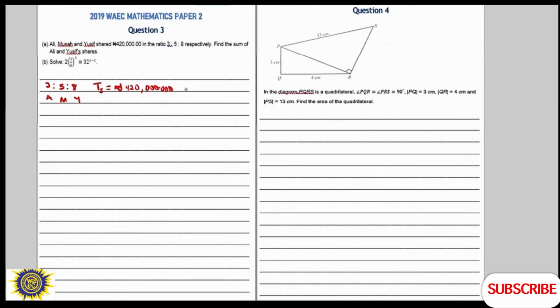So now we have to calculate the sum of Ali's share and Yusuf's share. Now how do you go about it? You first of all add up the ratio. The total ratio will be equal to 3 plus 5 plus 8, which is equal to what? 3 plus 5 is 8, 8 plus 8 is 16. So that's how we get that.